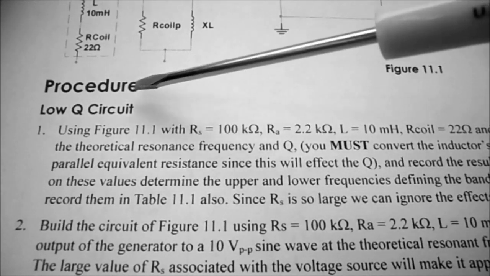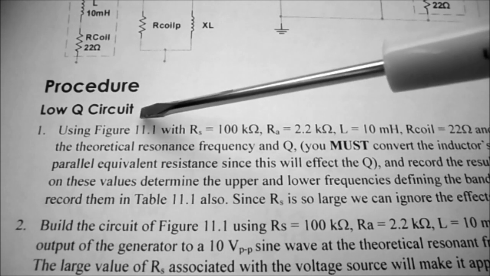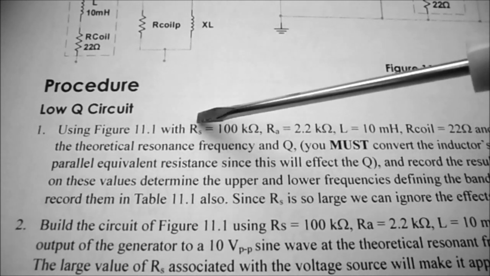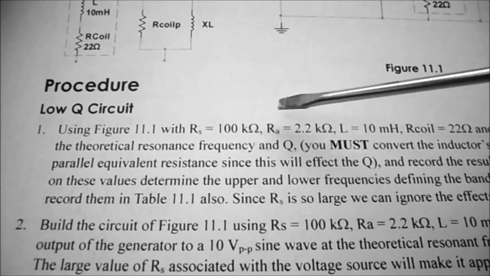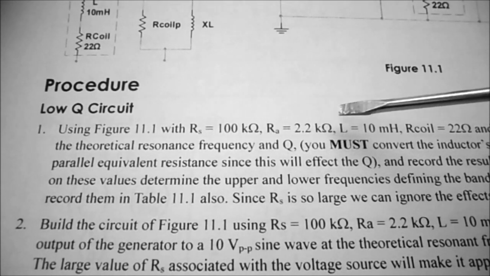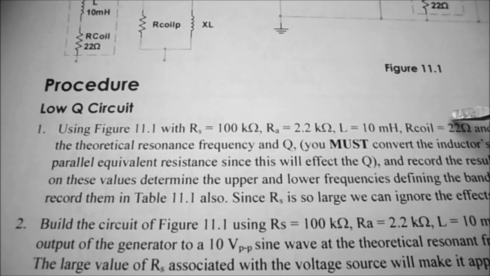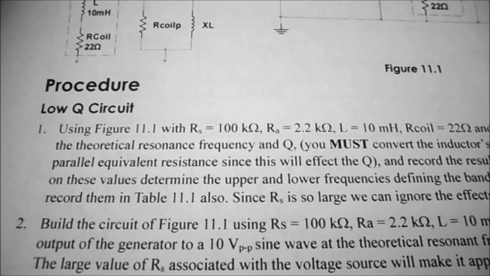Under procedure, step 1, this is a low Q circuit. We're going to use figure 11.1 with RS as 100 k ohms, RA is 2.2 k ohms, L is 10 millihenries, and it has a coil resistance of 22 ohms, and C equals 10 nanofarad.